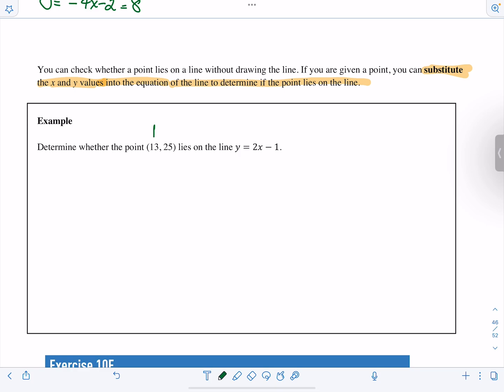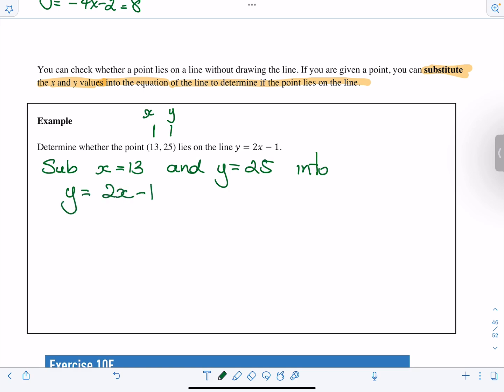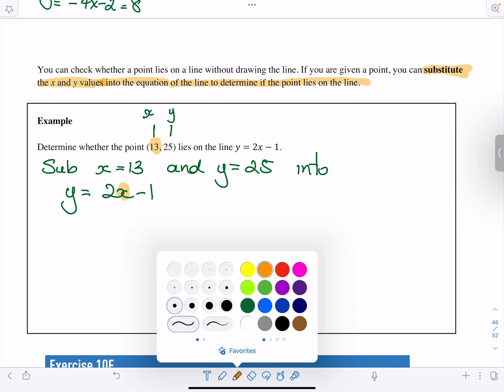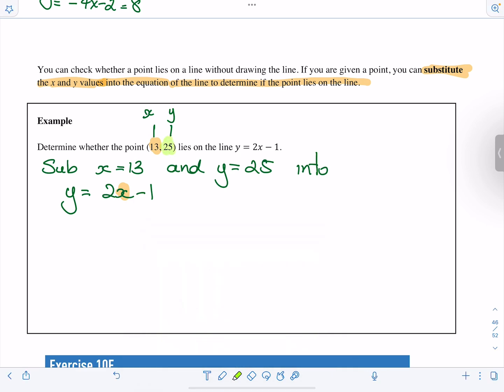Okay, so this is x and this is y. Sub x equals 13 and y equals 25 into y equals 2x minus 1. Now here, wherever you see the x, you're going to put it there. And where you see the y, you're going to put it there, okay? So in this case, that's 25. 2 times, it's times in between. 2 times 13 minus 1.